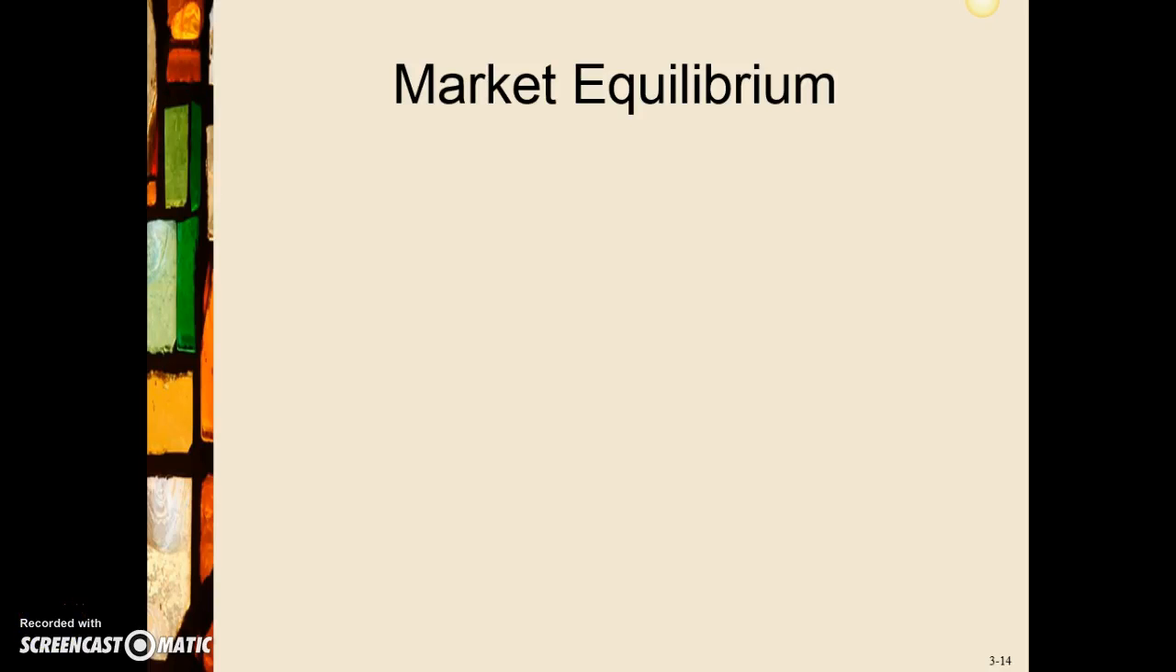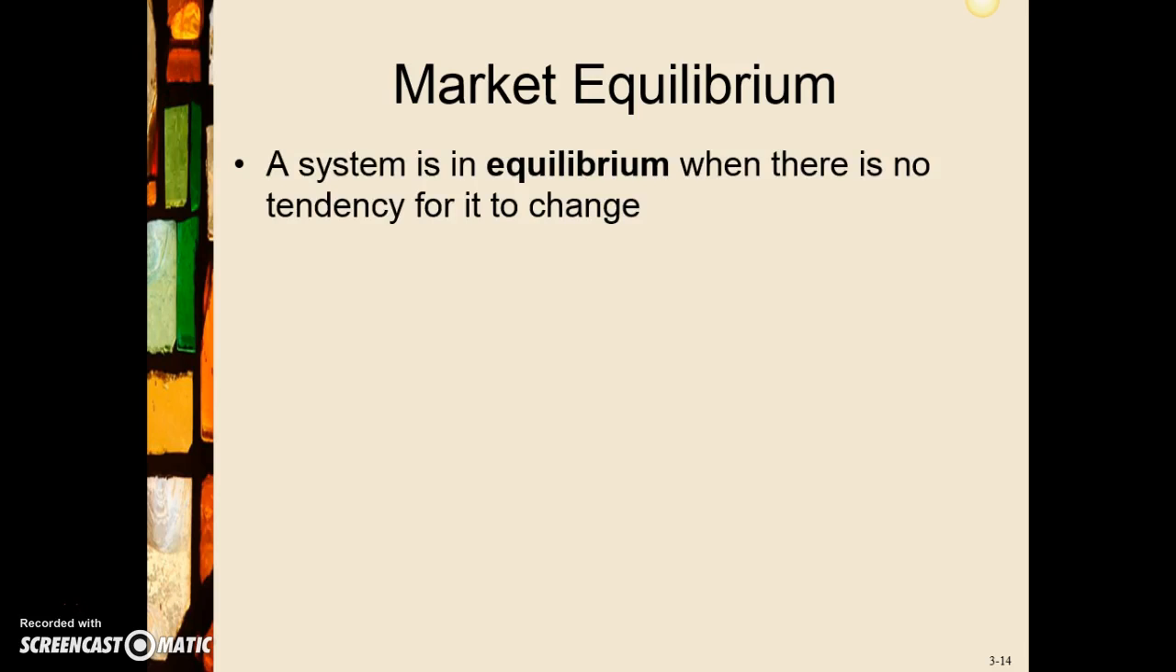So I want to do a quick example highlighting the ideas of excess supply and excess demand. Of course, market equilibrium is just an unchanging system. I like to think of it as something like a black hole. It's a system where there's no tendency for it to change, meaning when it's out of equilibrium, it wants to go back, and when it's in equilibrium, it doesn't want to leave there.